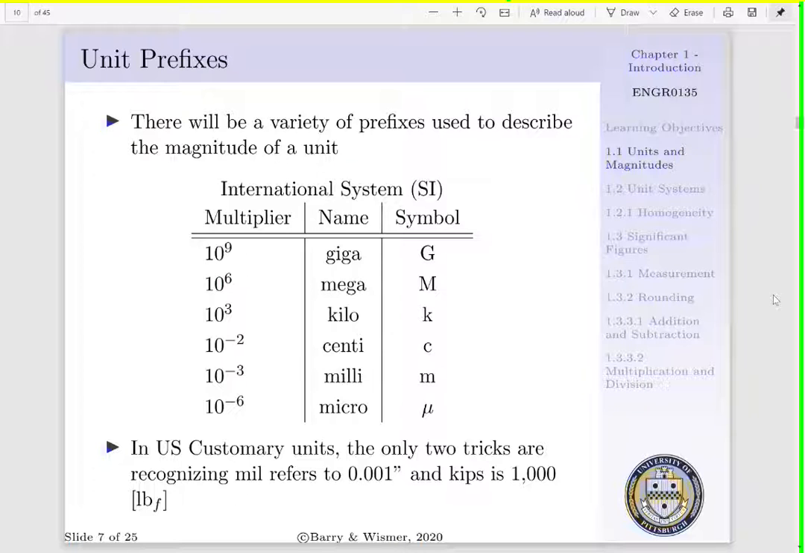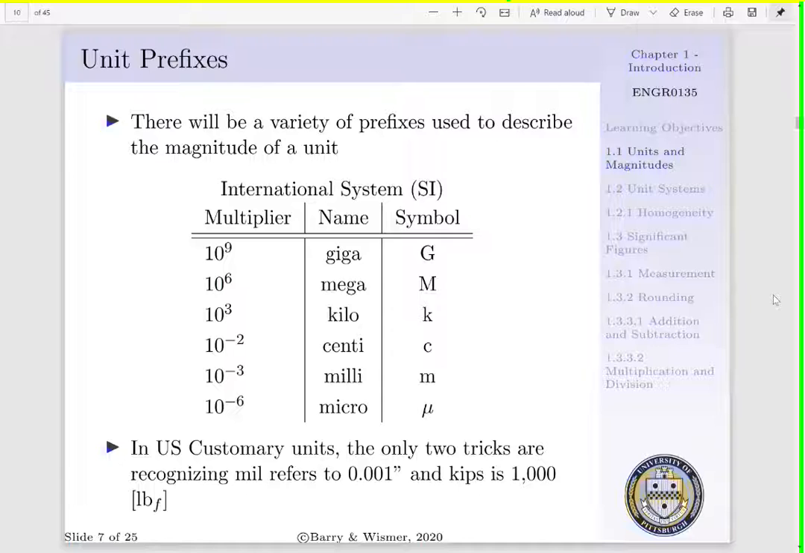Oftentimes, we can prescribe a prefix to multiply a unit, i.e. we can scale its magnitude. Within the SI unit system, we have the following common prefixes. In the left-hand column, we have our multiplier, the numeric multiplier that can be applied to the magnitude of the numeric value describing our quantity of interest. Then we have our name in the second column, and the symbol in the third column.